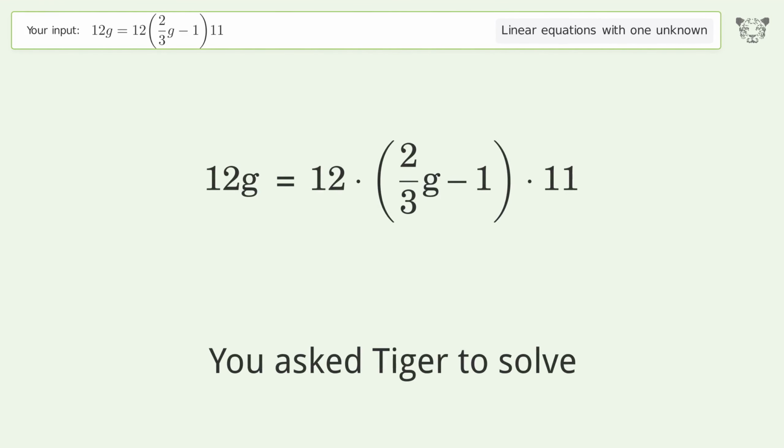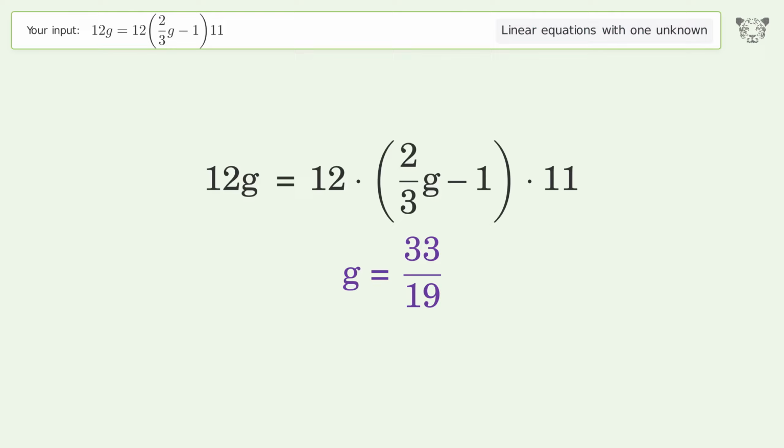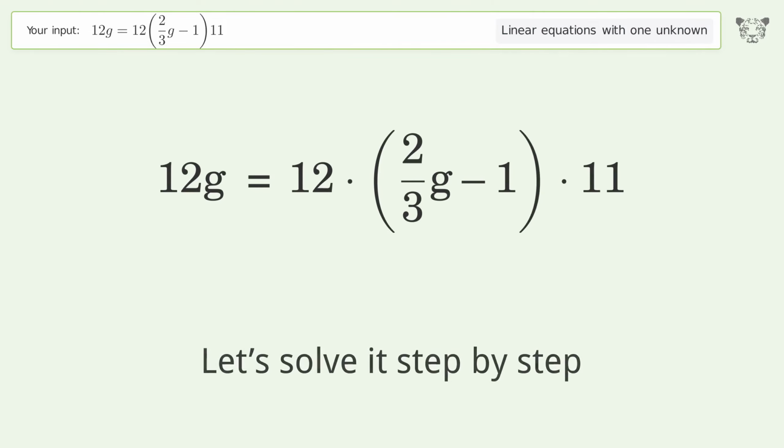You ask Tiger to solve. This deals with linear equations with one unknown. The final result is g equals 33/19. Let's solve it step by step.